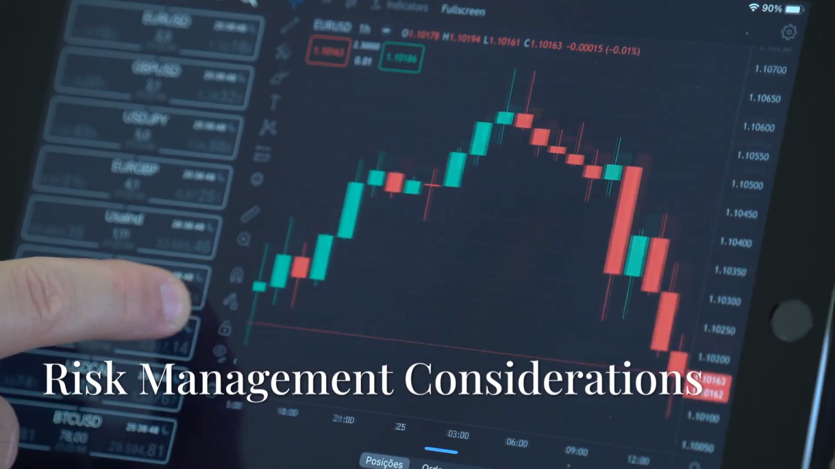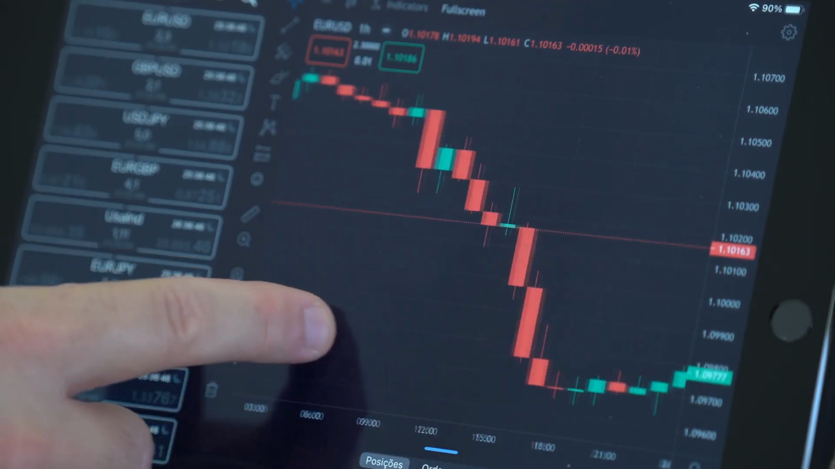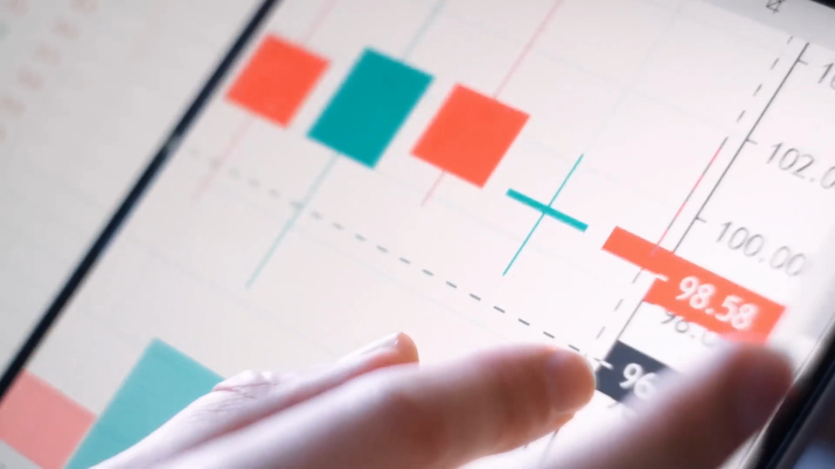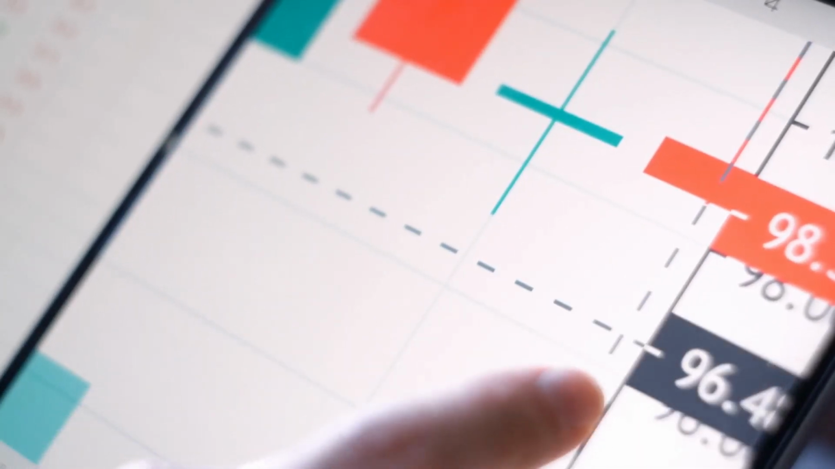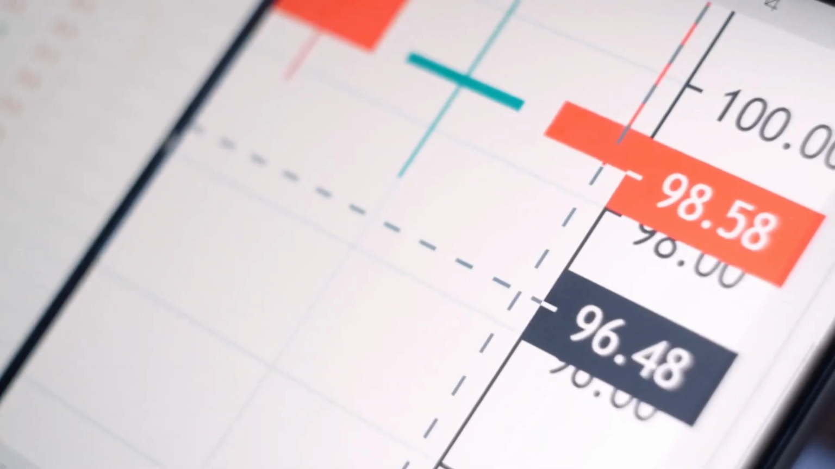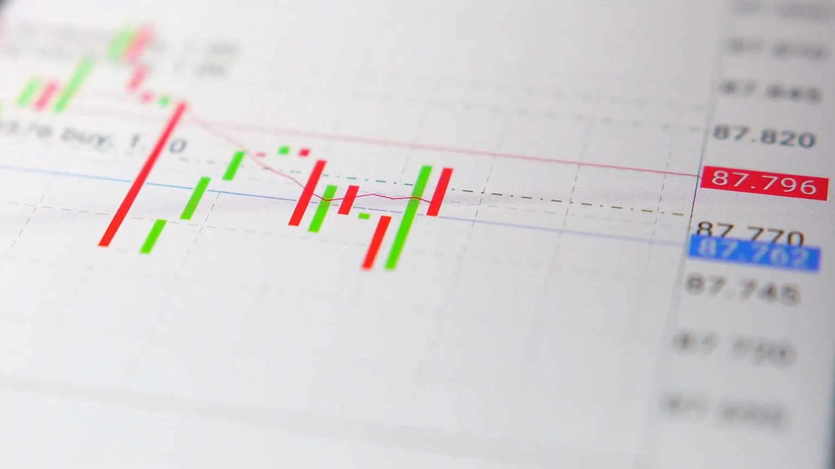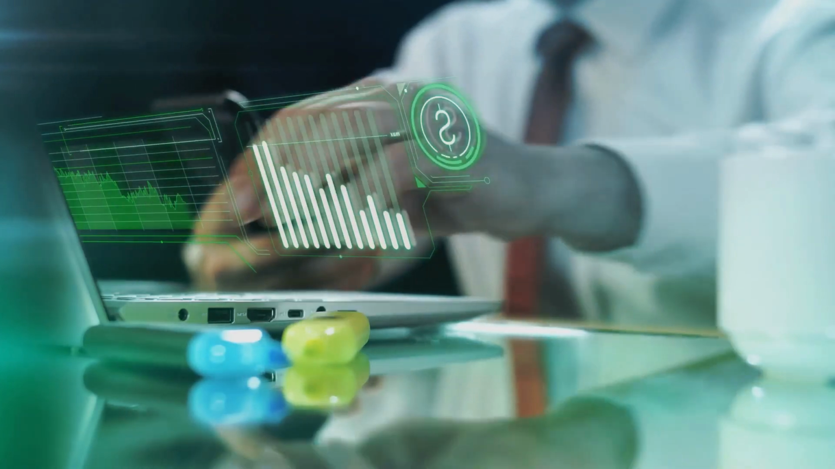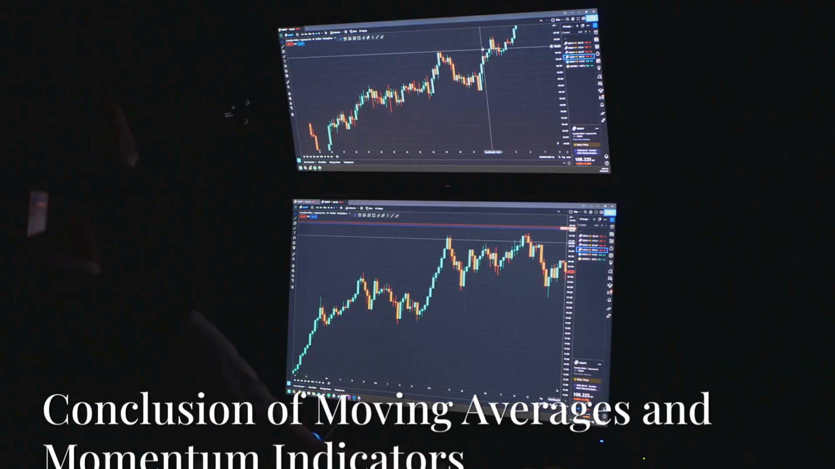Risk management considerations are just as important. Position sizing means adjusting trade sizes based on the strength and clarity of indicator confluence. And systematic stop-loss placement? That's about clearly placing stop-losses at logical points, such as key moving averages or support and resistance levels, to align risk exposure with indicator signals precisely.